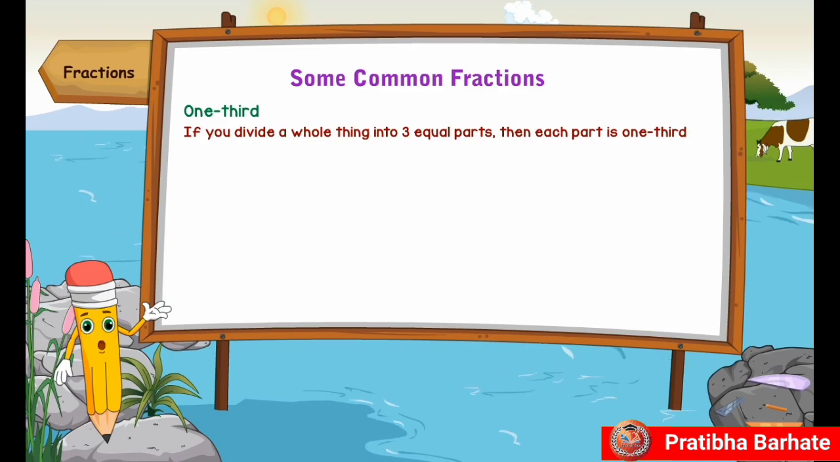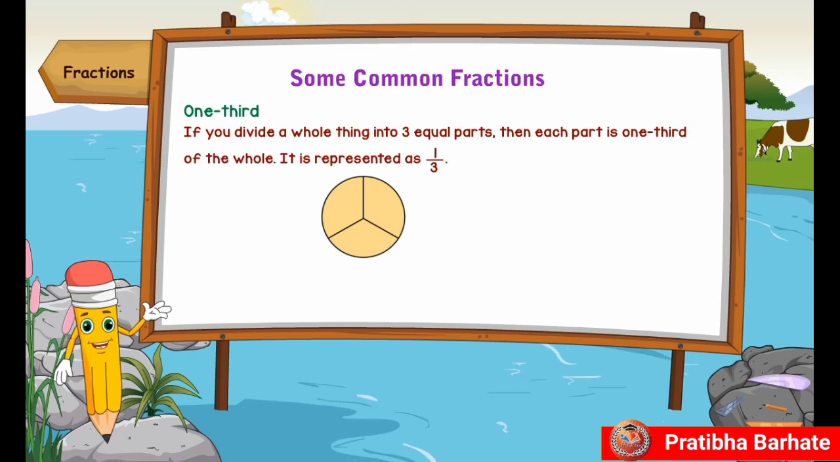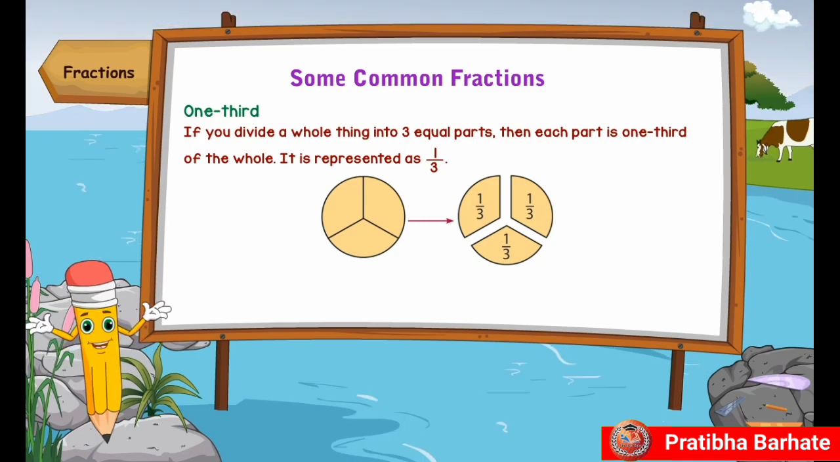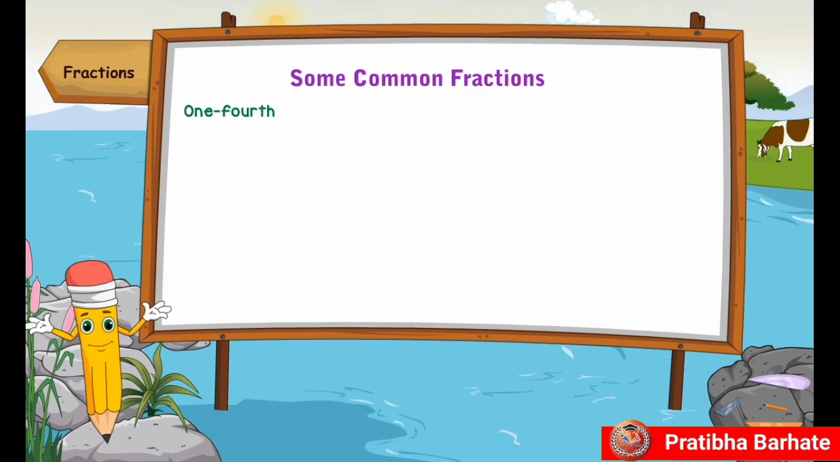1/3. If you divide a whole thing into 3 equal parts, then each part is 1/3 of the whole. It is represented as 1/3. Remember, 3 one-thirds make one whole.